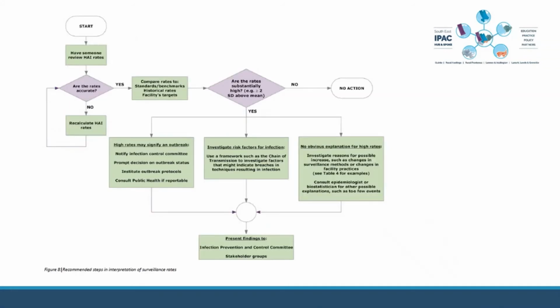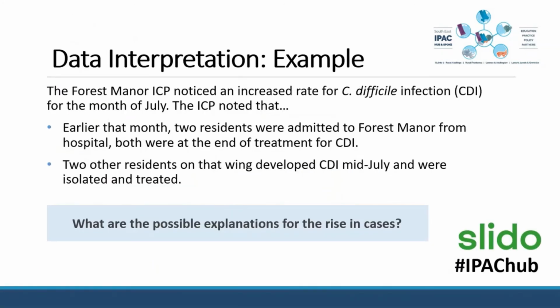So this flowchart here is just a summary of the interpretation of data. It can take you through and you can take a look at that. This is also from that PIDAC document. So we'll end off the interpretation piece with another example here.